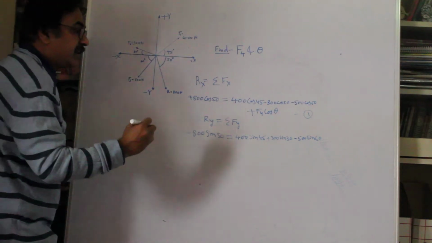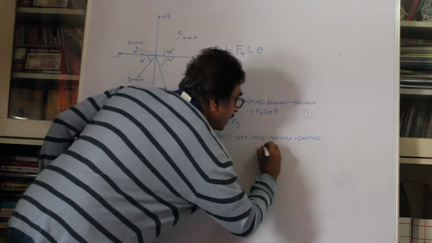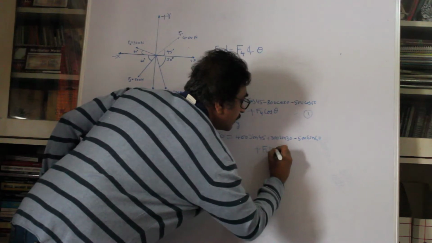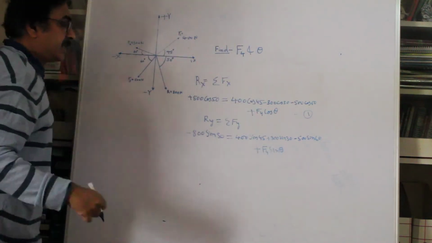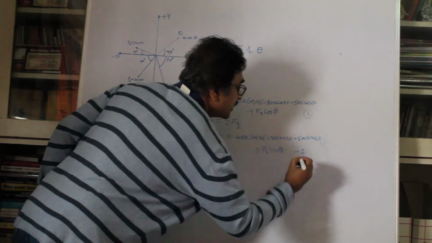And then of course we have F4 which is unknown, so we write F4 sine theta with a positive sign, because it's like introducing an unknown. F4 sine theta. Okay, so this is our second equation.